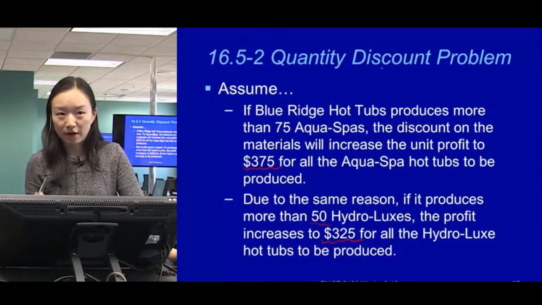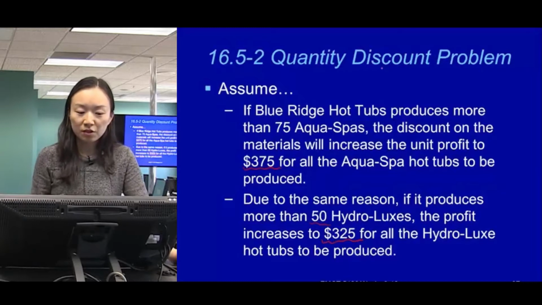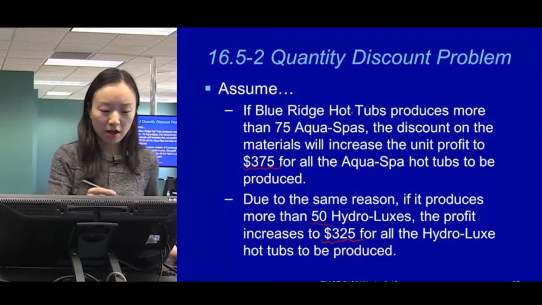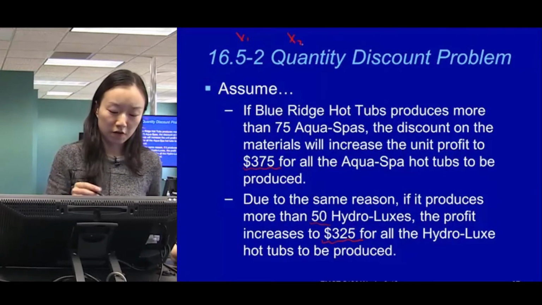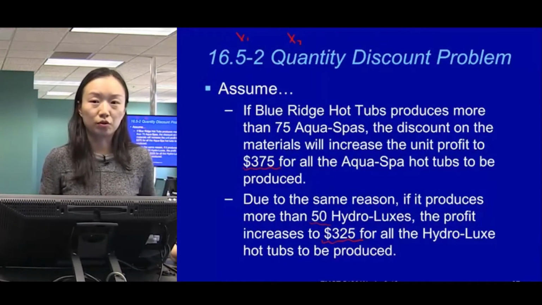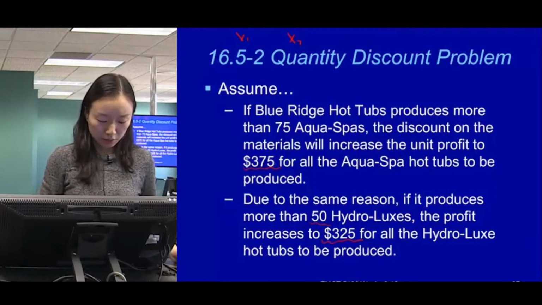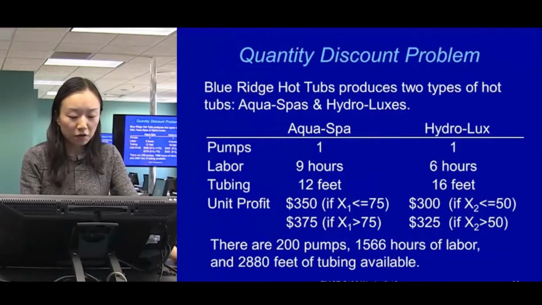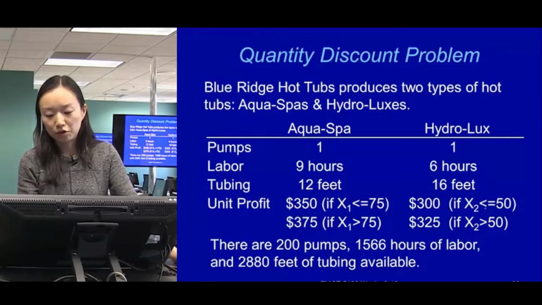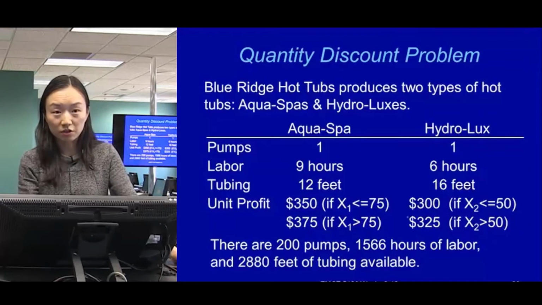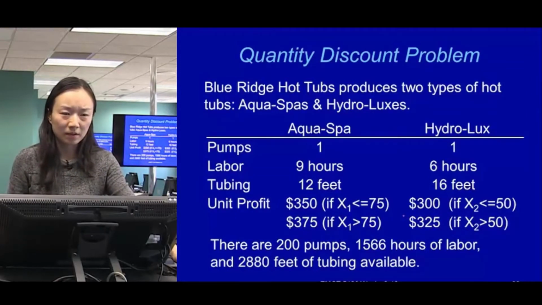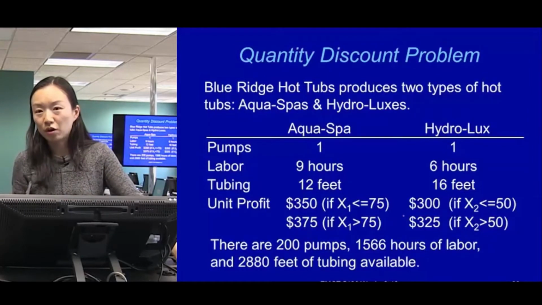First, think about the decision variables. If we start from the original Blue Ridge hardtop problem, we have x1 and x2, right? Representing the number of equals bus and hydroluxes you're going to produce. Okay, but in this problem now, if you produce less than 75, then the profit stays as the original one. If you produce less than 50 units for hydroluxes, the profit is this 300. But if you produce more than 75 or more than 50, the profit will change. Very similar to what we talked about last time. The profit will change. Okay, but you have to incorporate both.